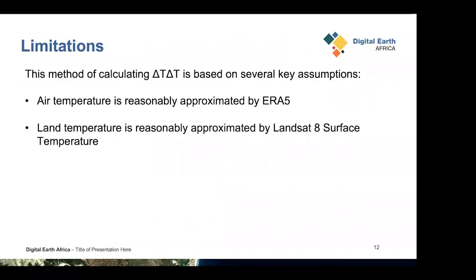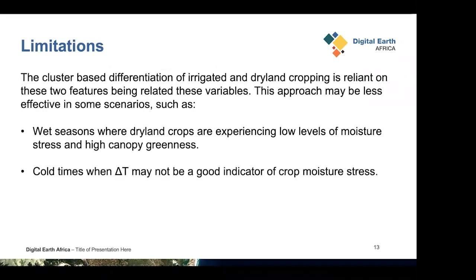So this particular work that we are doing is purely based on approximation. We are using the air temperature that's approximated by ERA5, and also the land temperature that's approximated by the Landsat 8 surface reflectance. So we are using these two variables to determine the change in T.